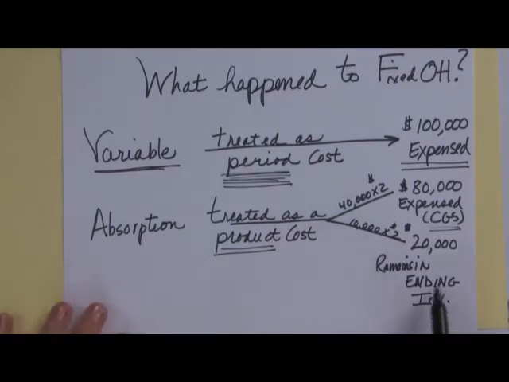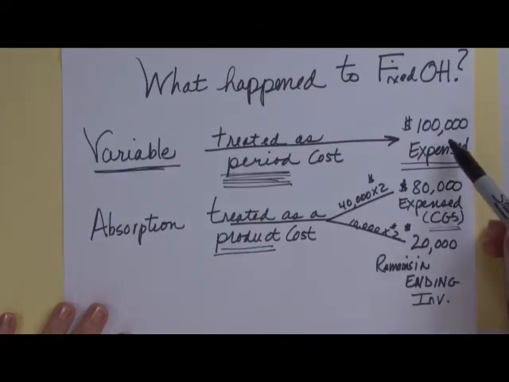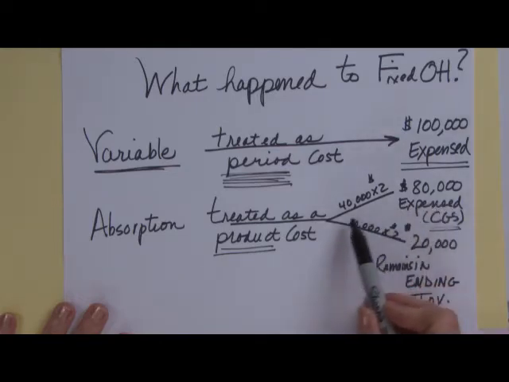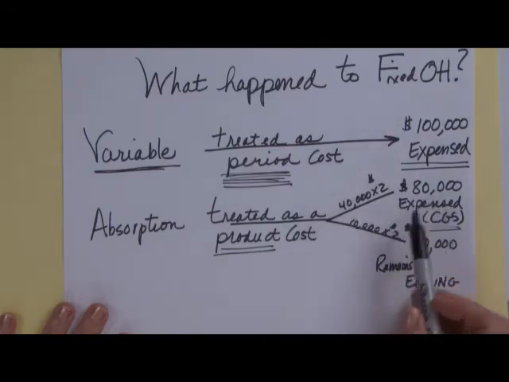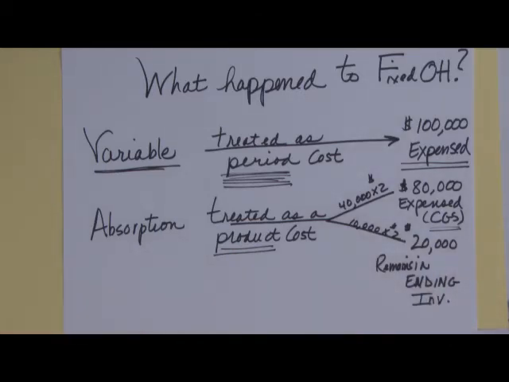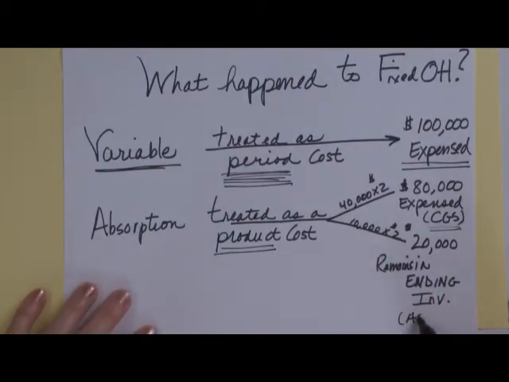What happened to the other $20,000? Well, 10,000 units remained because we produced 50,000, we only sold 40,000. So we have 10,000 units left in inventory. They carry $2 of fixed overhead per unit. And so $20,000 remains in ending inventory. All expensed under variable, but under absorption, the 100,000 is divided between what went through cost of goods sold and what remains in the asset account called ending inventory.